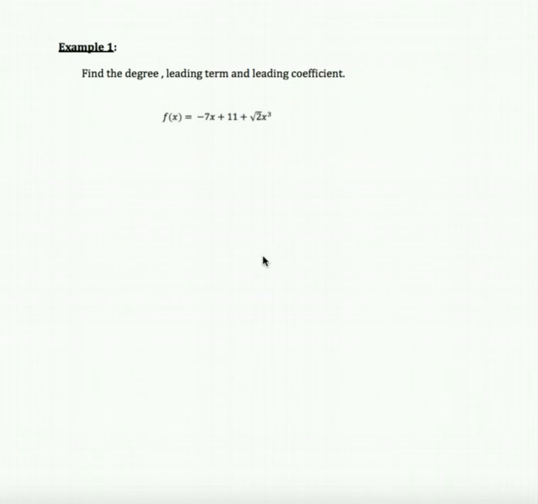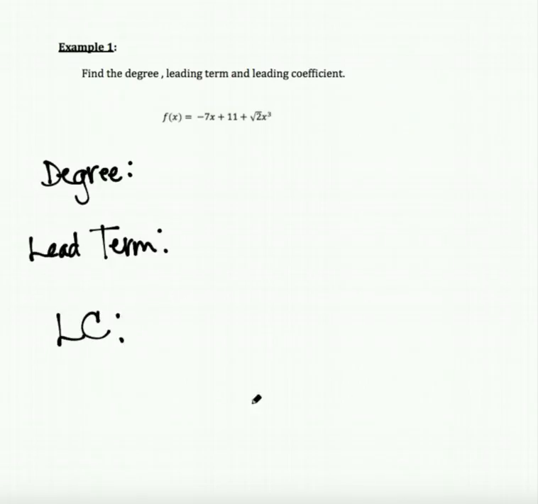Now that we've defined all of the important terms for polynomial functions, let's dive into some examples. Example 1, find the degree, the leading term, and the leading coefficient of the function below. So my function is f of x equals negative 7x plus 11 plus the square root of 2x cubed. So we need to find the degree, we need to find the leading term, and we need to find the leading coefficient. Now remember, the degree, this here is in standard form.